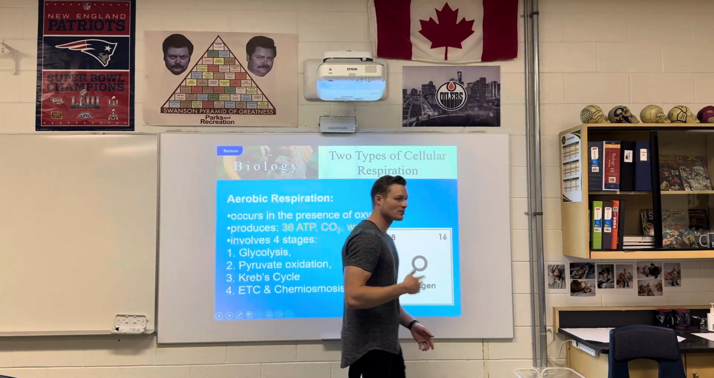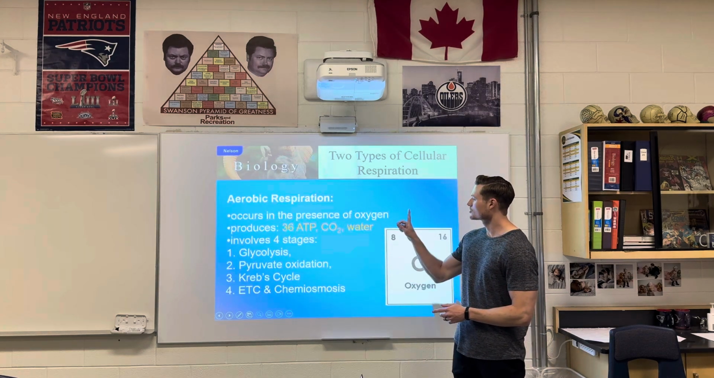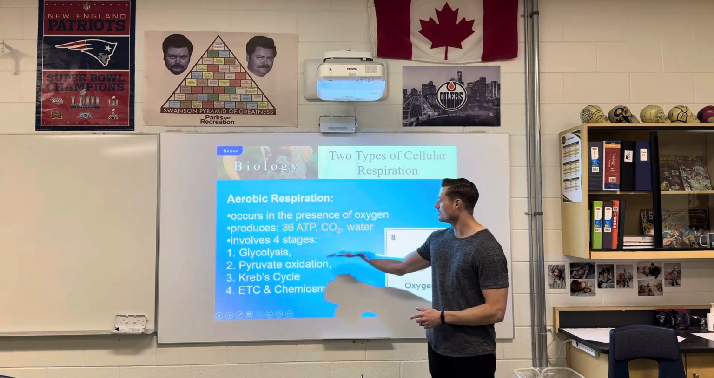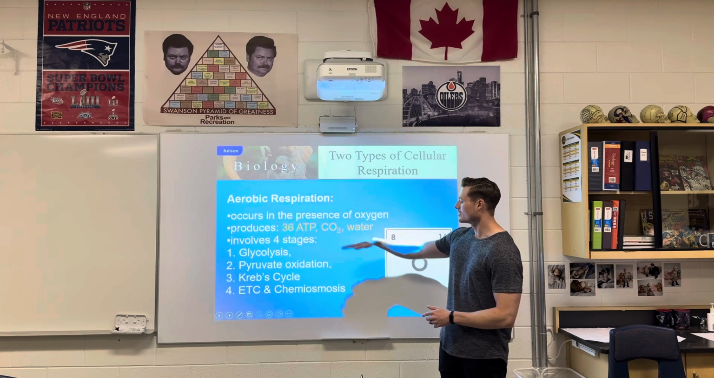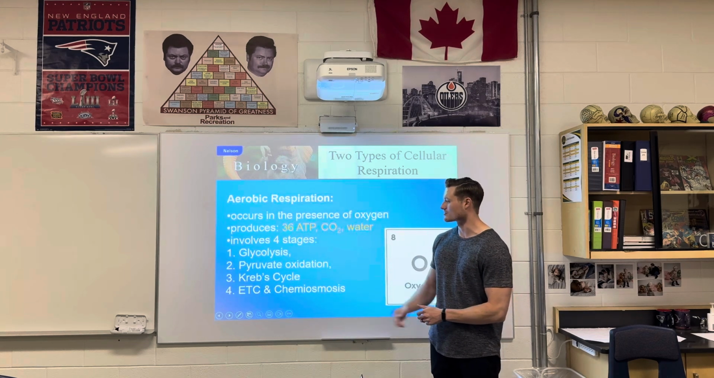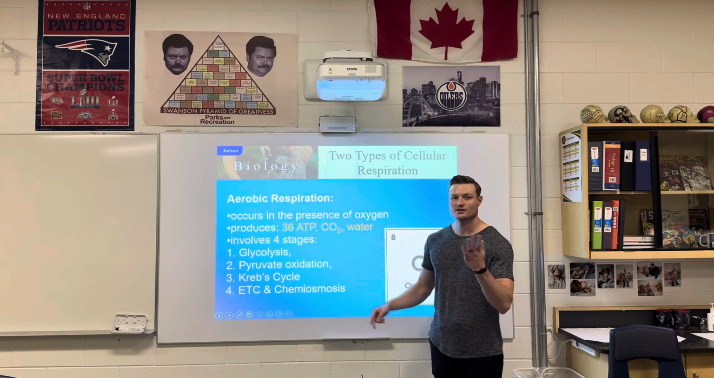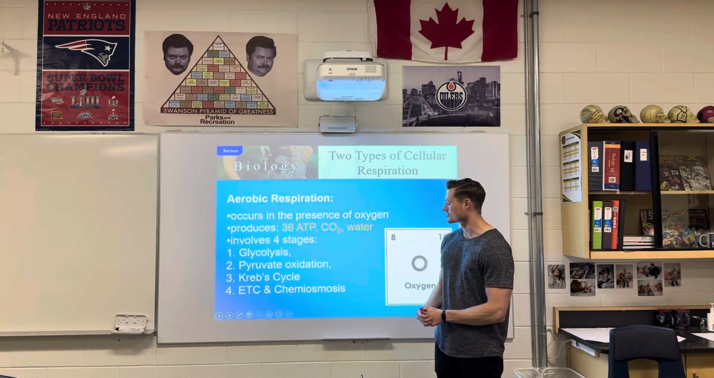So let's say oxygen is present. You take your one molecule of glucose and you end up producing 36 molecules of ATP. You'll get 6 molecules of CO2 and 6 molecules of water. And there are 4 steps in this process: glycolysis, pyruvate oxidation, the Krebs cycle, yes, there's another cycle, and the electron transport chain and chemiosmosis.